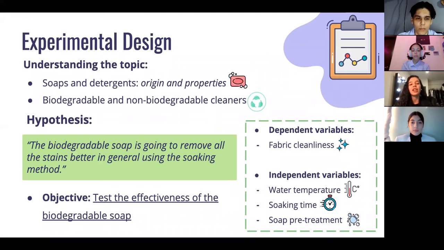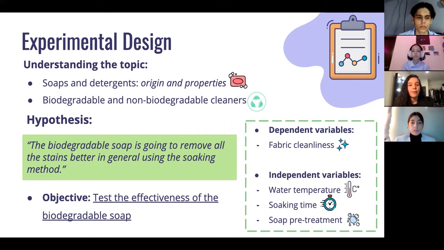Experimental design. In order to design our experiments, we first did a theoretical framework to understand the topic. We did research in soaps and detergents with their origin and properties, and in biodegradable and non-biodegradable cleaners. We identified the dependent variable, which is the fabric cleanliness, and the independent variables: the water temperature, the soaking time, and the soap pretreatment. The objective of our experiment is to test the effectiveness of the biodegradable soap.